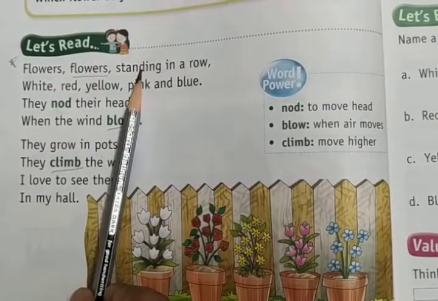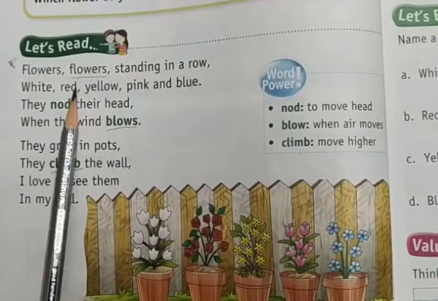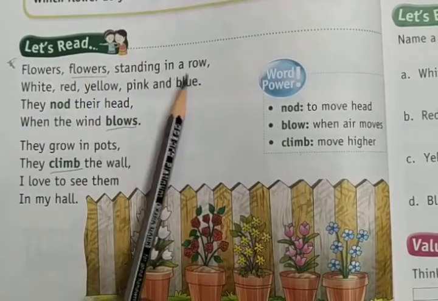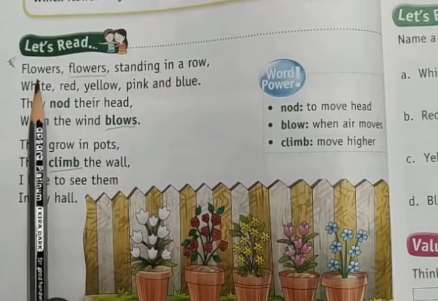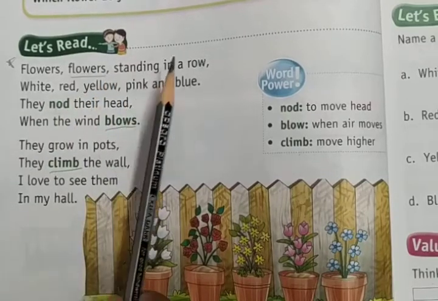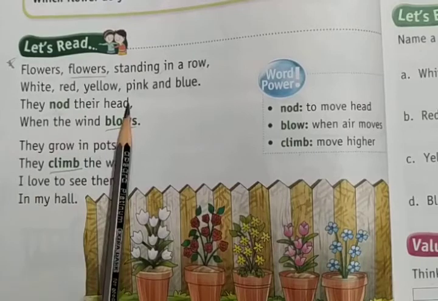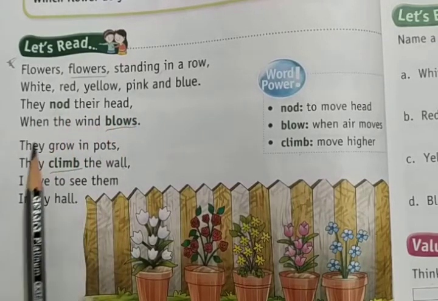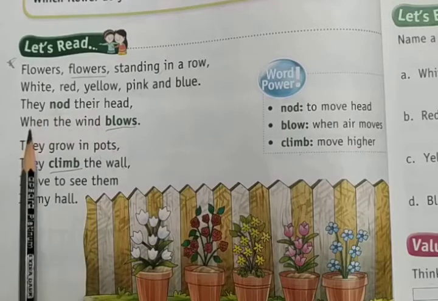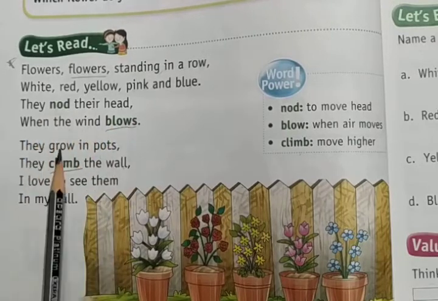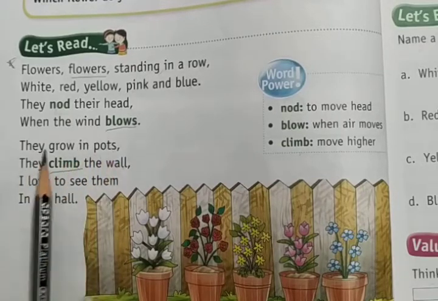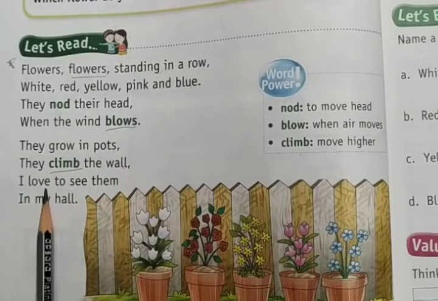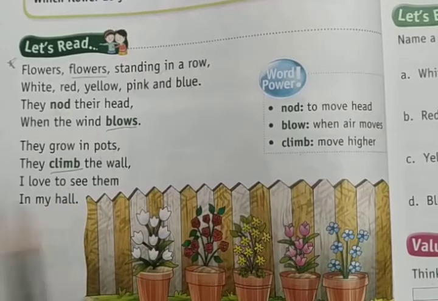Flowers, flowers standing in a row. White, red, yellow, pink and blue. Flowers, flowers standing in a row. White, red, yellow, pink and blue. They nod their head when the wind blows. They nod their head when the wind blows. They grow in pots. They climb the wall. They grow in pots. They climb the walls. I love to see them in my hall. I love to see them in my hall.